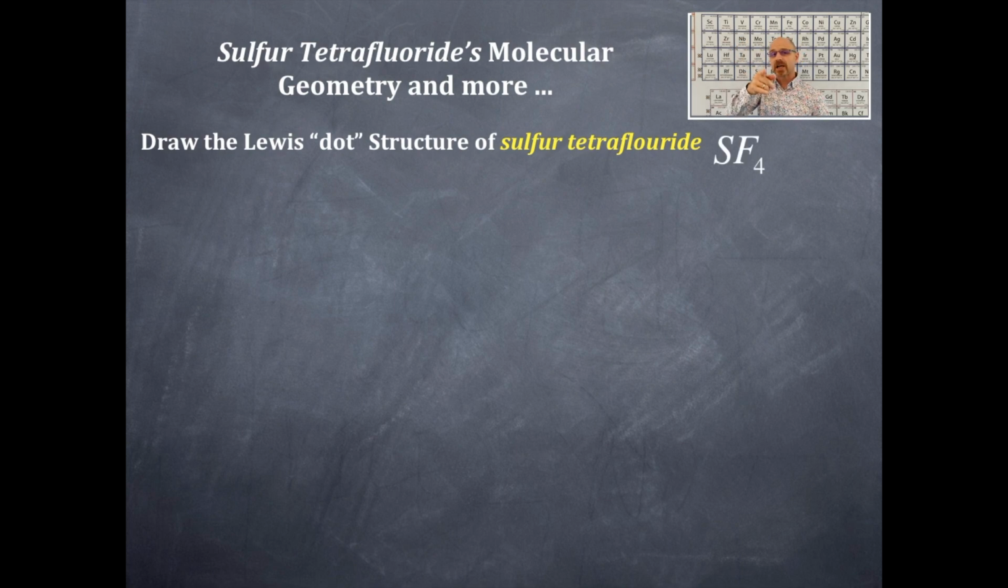Then we're going to look on a periodic table and determine the number of valence electrons in each. Sulfur has 6, fluorine has 7. There are 4 fluorines. We're going to sum these numbers up. We're going to get 34 total electrons, but of course we're always using pairs. So we're going to divide this number by 2, and we're going to get the magic number: 17 pairs.